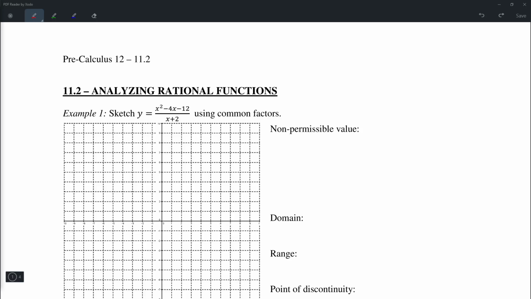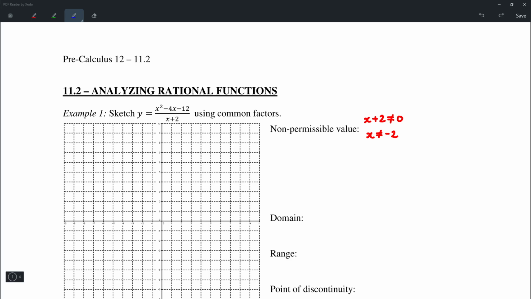Hello everyone. So today we're going to go over section 11.2, analyzing rational functions. In example 1, we have y is equal to x squared minus 4x minus 12 all over x plus 2. We will first consider the denominator x plus 2, as it will give us the non-permissible value. Since we know that x plus 2 cannot be equal to 0, we can solve for x and get x cannot be equal to negative 2.